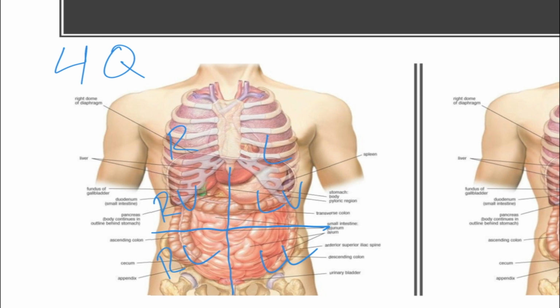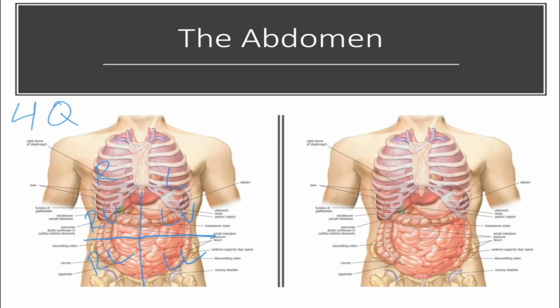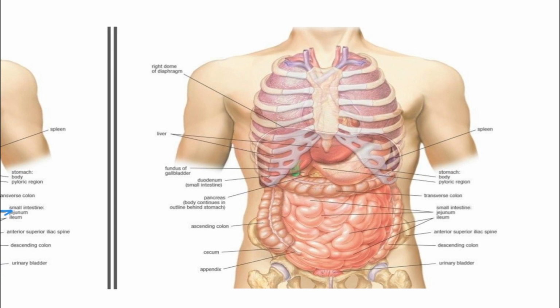So now let's move on to the 9-region pattern, which is a little more specific. So let's zoom in into our right picture now. We're doing the 9-region pattern. So in order to get 9 regions, we need to have 4 planes, 2 horizontal and 2 vertical. And let's start with the vertical ones. The 2 vertical planes are basically continuations of the mid-clavicular planes.